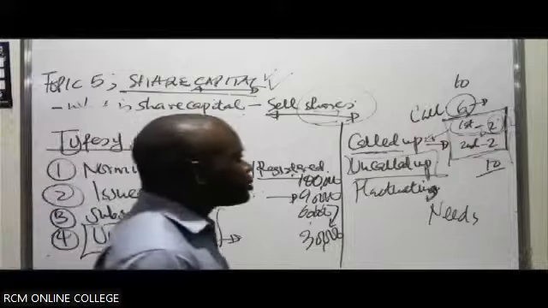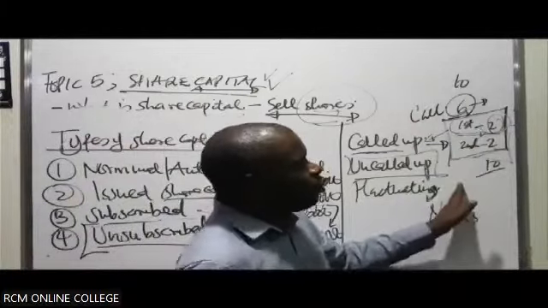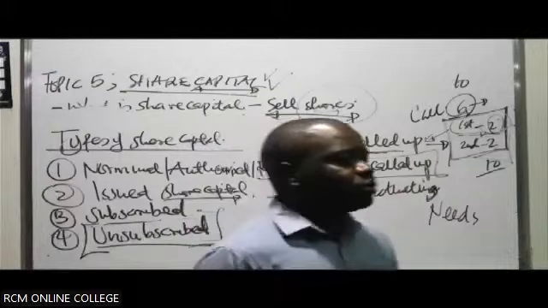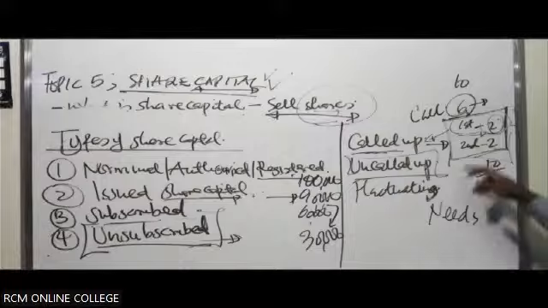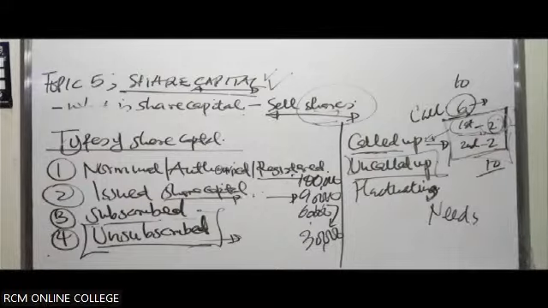That will be part of the reason why they can go for this kind of approach, whereby on allotment, you just pay part of the face value. Then when they make the first call, you make another portion of the face value payment. When they make the final call, you make the final payment on the shares as a result of the capital needs of the company.